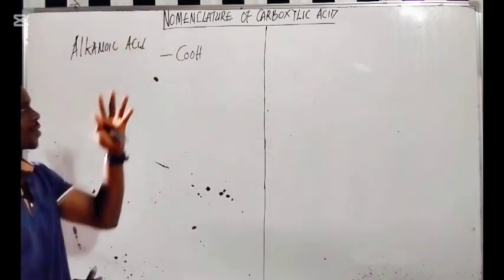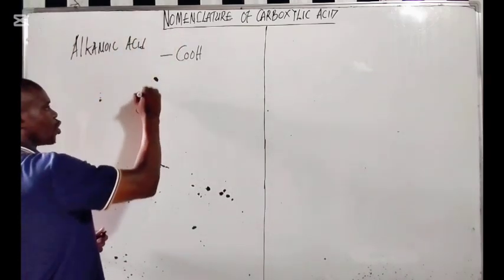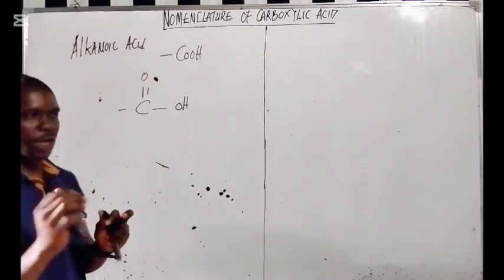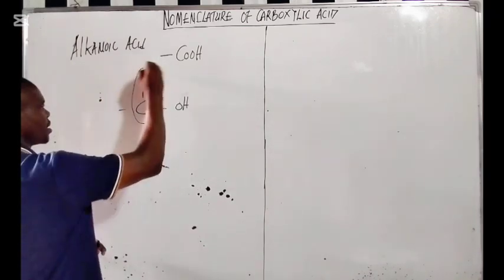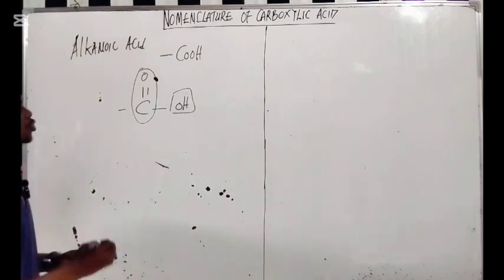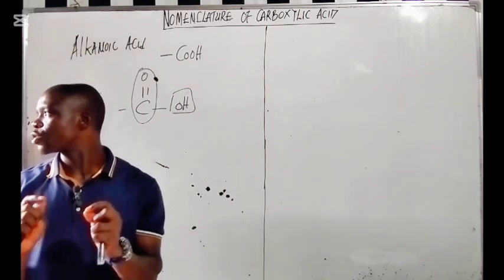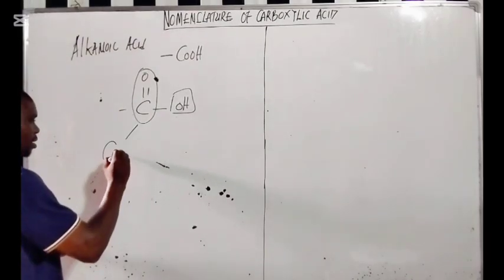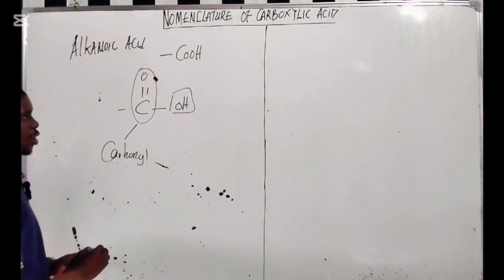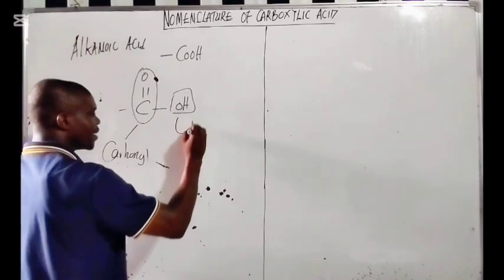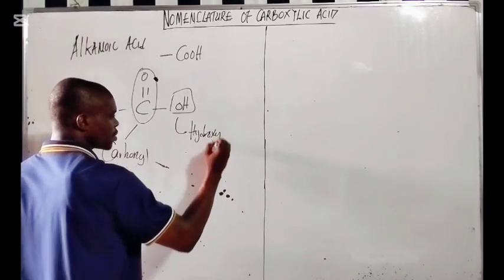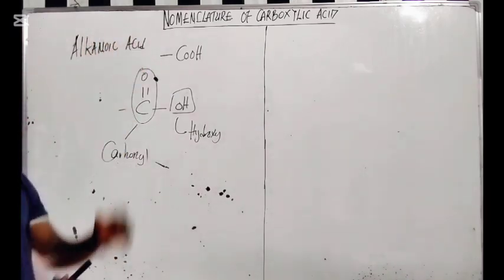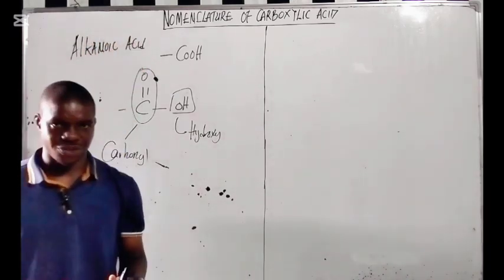Now this COOH can also be written as C double bond O, and then OH. That is composed of two different functional groups, the carbonyl and the OH. Do you understand? So a carboxylic acid functional group will incorporate two different functional groups: the carbonyl functional group and the hydroxyl functional group. Do you understand? So it's called alkanoic acid. That is the IUPAC name, right?